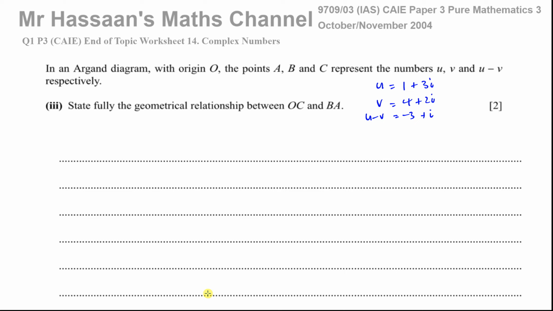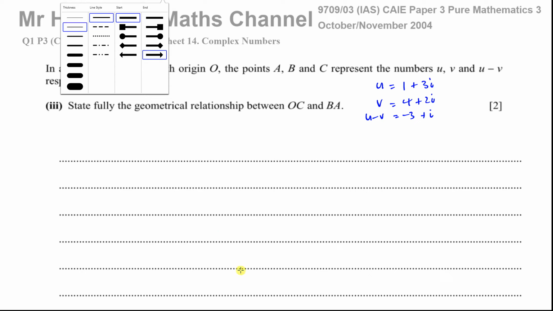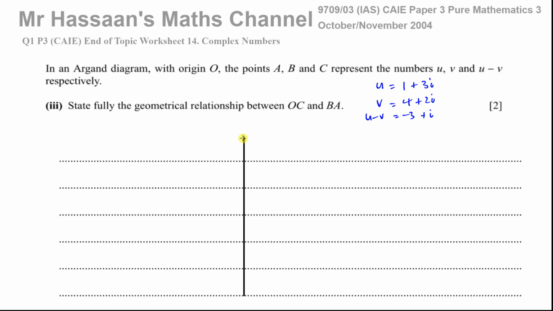So I'm going to draw my pair of axes. Let me just do that a bit better. I don't think I have to go to the negative side, so I'll just draw them this way. Okay, so here we have the real part of the complex number. Here we have the imaginary part of the complex number. And this is our origin, this is O.